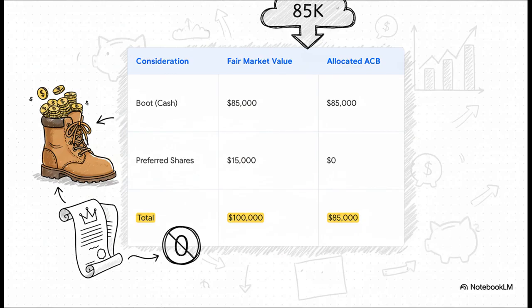And what does that leave for our preferred shares? A big, fat zero. The allocated ACB of the shares is zero. This is the deferral in action. Those shares are worth $15,000 today, but for tax purposes, their cost is nothing. That means when you eventually sell them, the entire amount you get will be a capital gain.